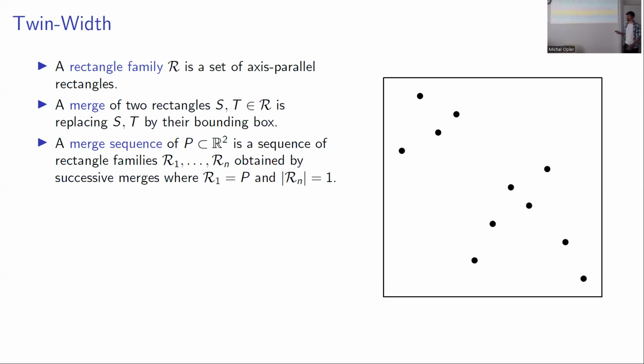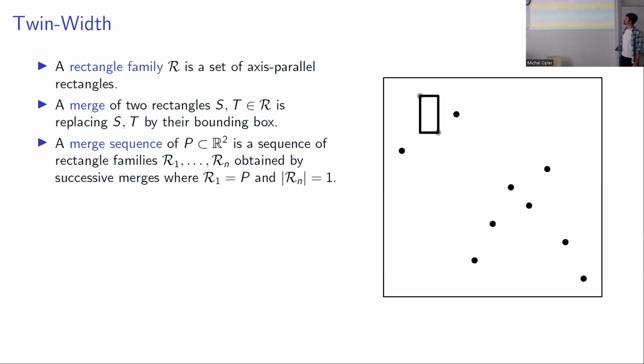The merge sequence is a sequence of rectangle families, where a rectangle family is just a set of axis parallel rectangles, and a point is just a degenerate axis parallel rectangle with side length 0. So when you start with the point set, you have a rectangle family. At any point in the sequence, you take two of these rectangles and replace them by their bounding box. And then you continue all the way up until you get a single rectangle.